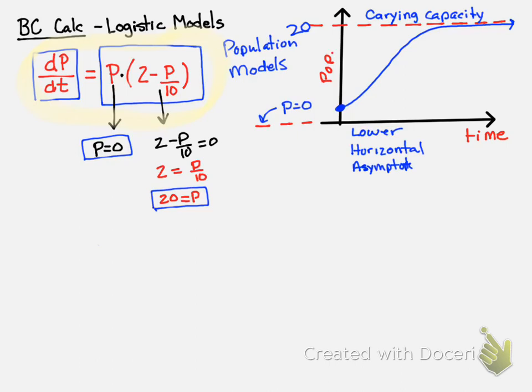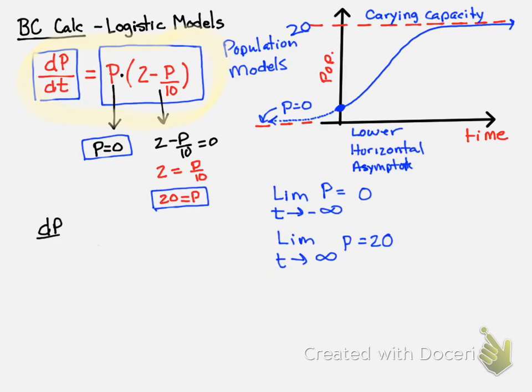So if we were going to ever continue off to the left, the limit as time approached negative infinity of our population would be 0, and the limit as time approached positive infinity of our population would be 20.